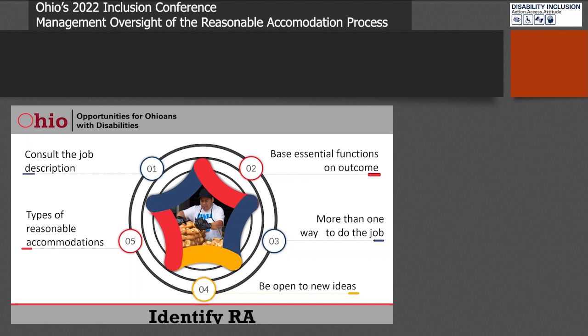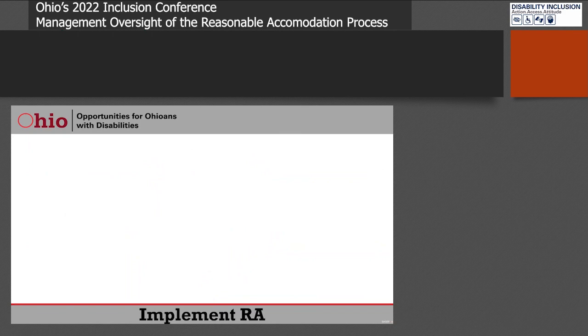There really are many possibilities, and I think once you know that, it becomes easier to imagine how a job can be performed just as effectively in another way. The next step is to make sure reasonable accommodations are implemented properly. Julie, what is the supervisor's role in this part of the process?